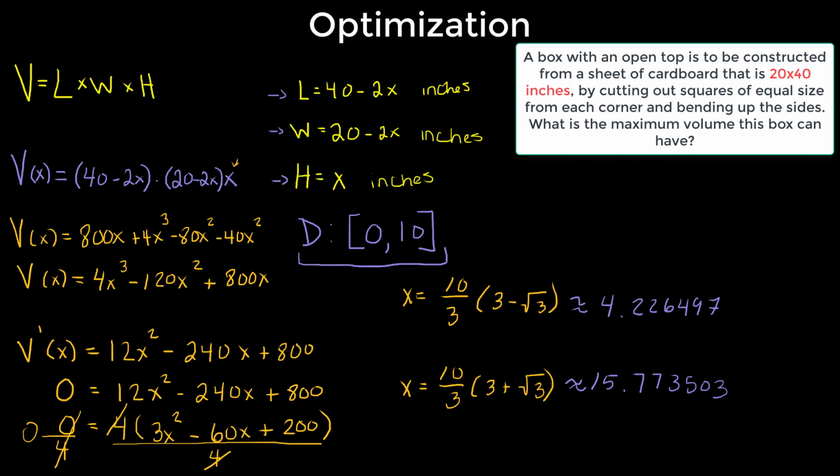This x value, 15.77, would not make sense because it lies outside the domain. It wouldn't make sense for us to have a negative length for the width here. These two will be positive, but the width will be negative, leaving us with a negative volume. And that is not possible with regard to this situation.